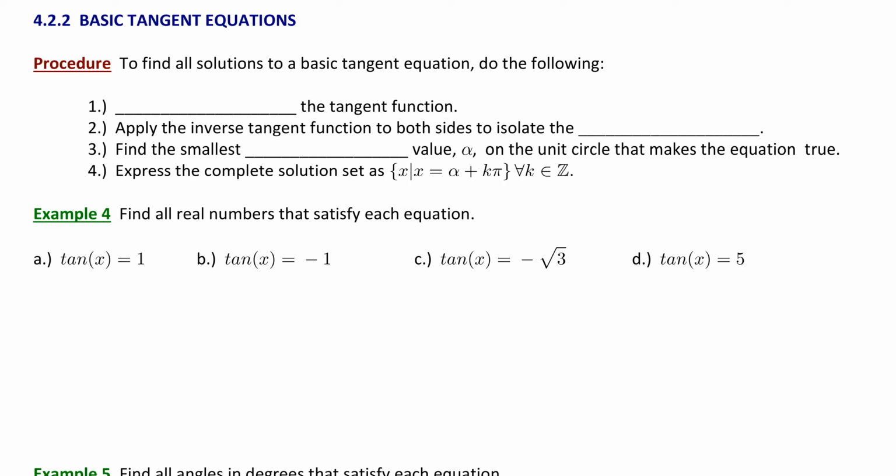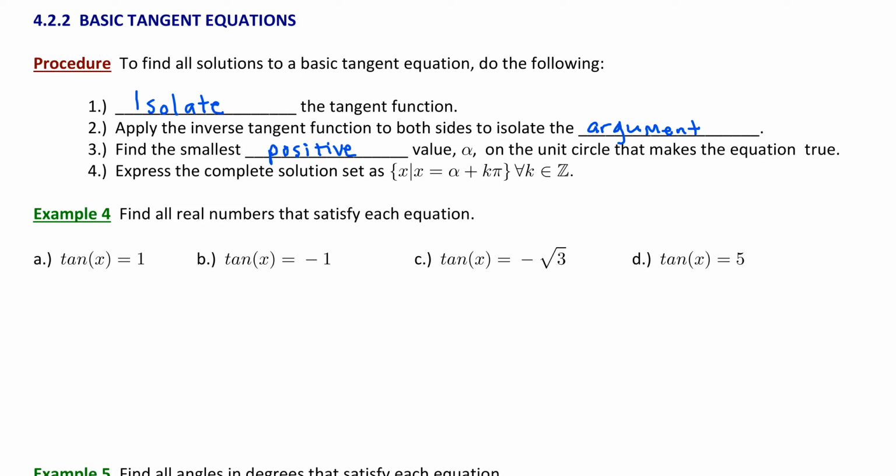Number one, you can probably guess, we need to isolate the tangent function. With the tangent function isolated, then we can apply the inverse tangent function to both sides to isolate the argument of the tangent function. The argument will contain the variable that we're attempting to solve for. Number three, find the smallest positive value on the unit circle that makes the equation true.